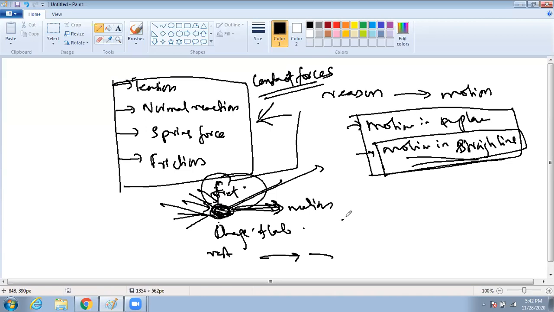Unless the driver presses the accelerator, the car will not move. Unless the bowler bowls, the ball will not move. That means there is some external force. And we have just introduced the different types of forces. Correct?